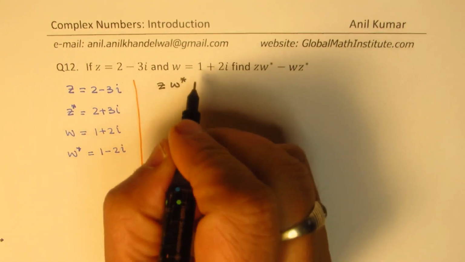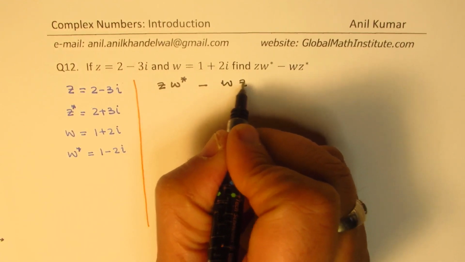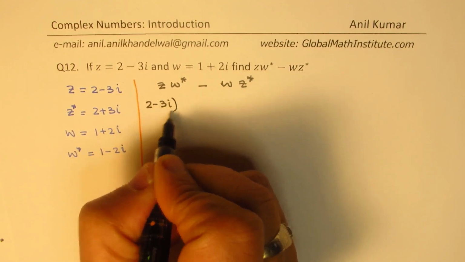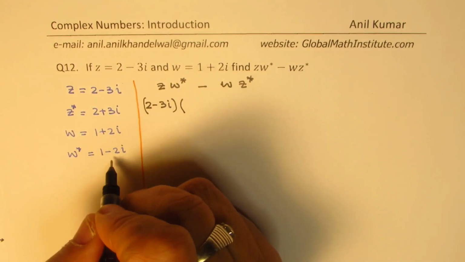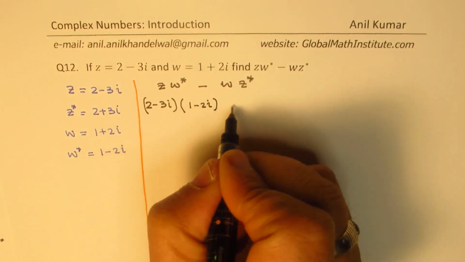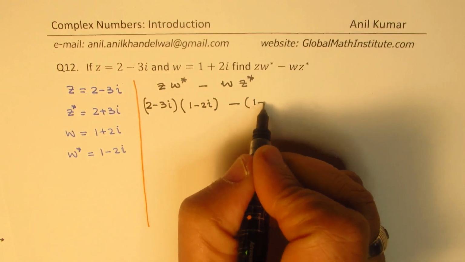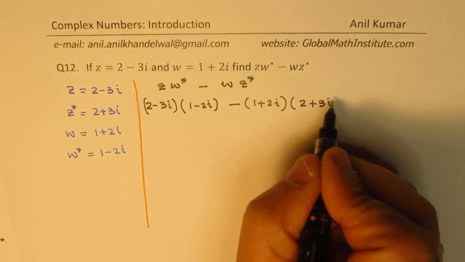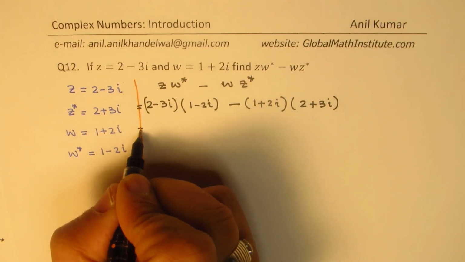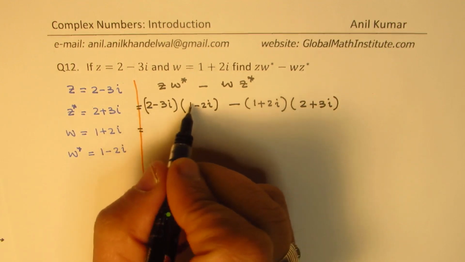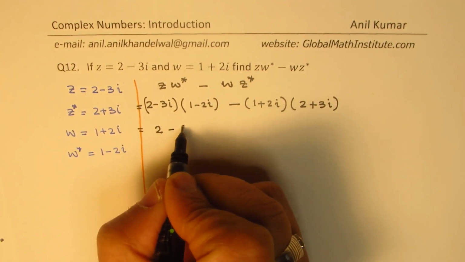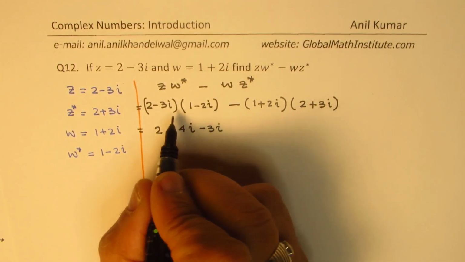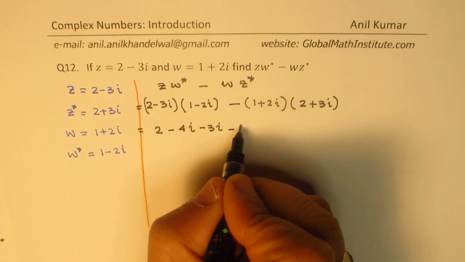z times conjugate of w minus w times conjugate of z, correct? So we have 2 minus 3i times the conjugate, which is 1 minus 2i, minus w, which is given to us as 1 plus 2i, times the conjugate of z, which is 2 plus 3i. Is that clear, right? So let's expand and simplify. We get 2 times 1 as 2. 2 times this is minus 4i. With negative 3i, we get negative 3i. And when you multiply, i squared makes it negative, so you get negative 6.